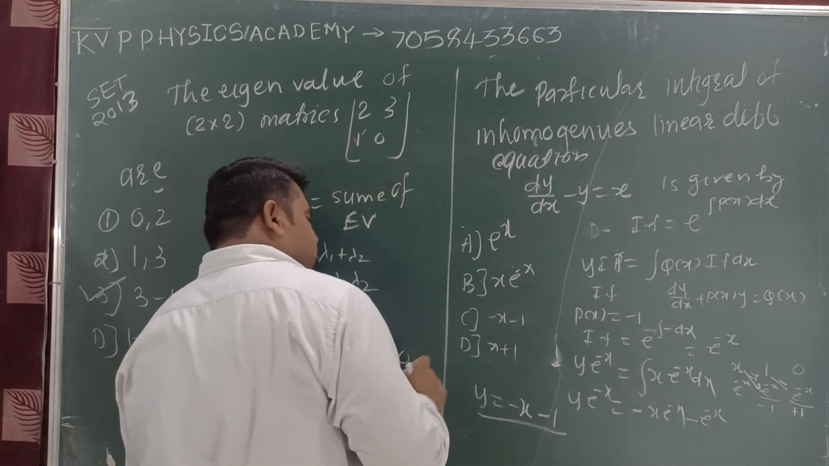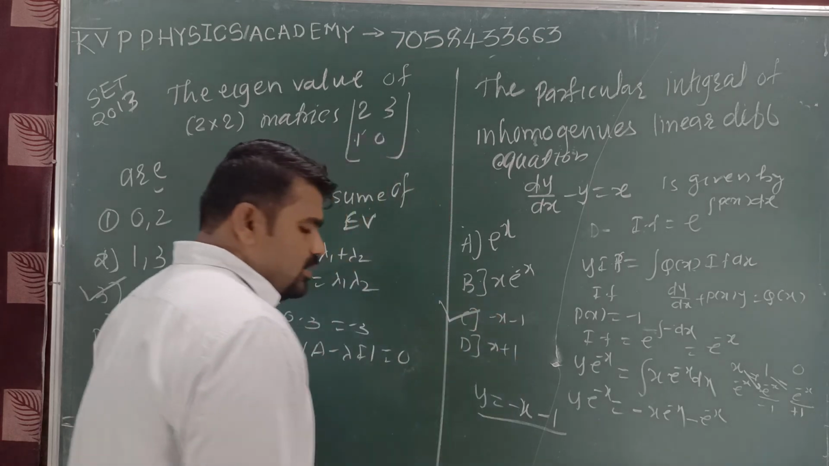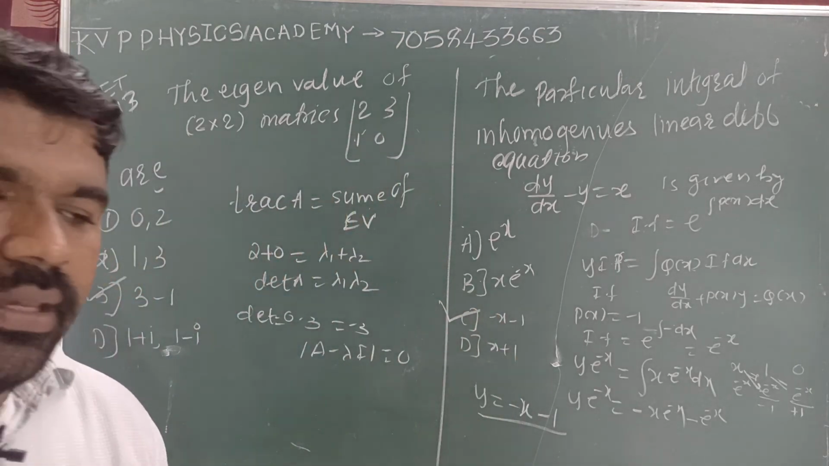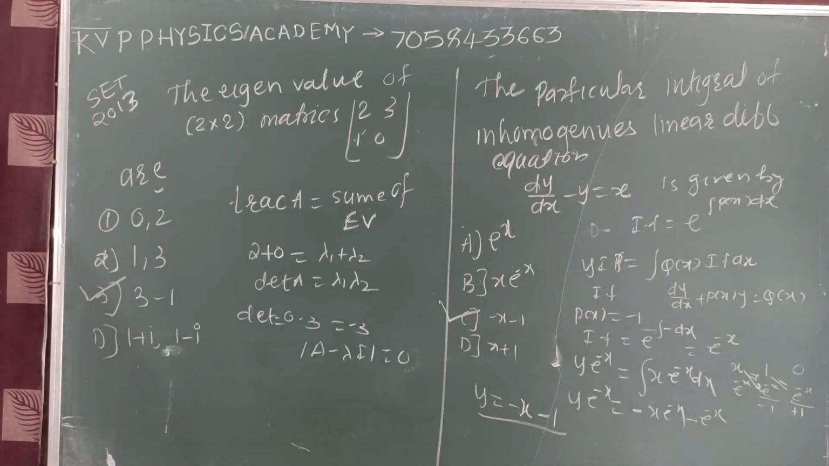Which of the following options is correct? C option is correct for the given differential equation, which also gives minus x minus 1.